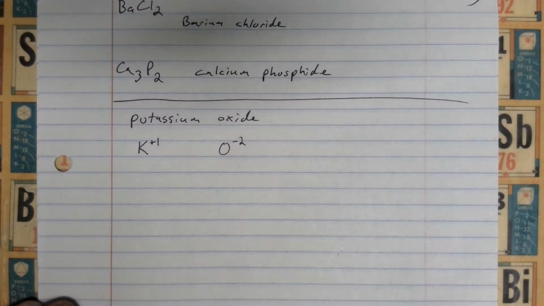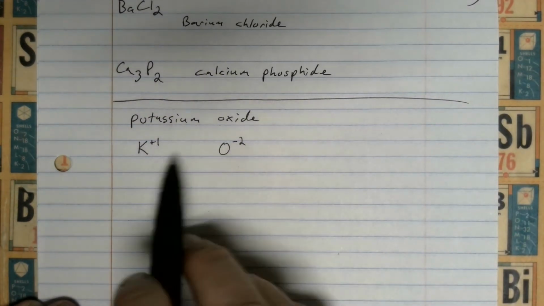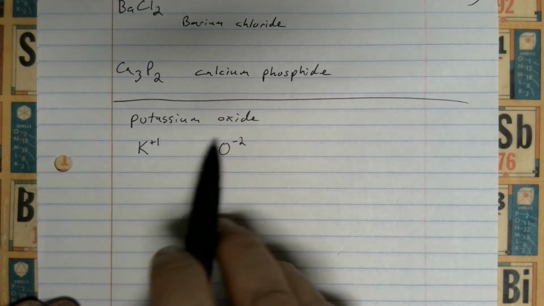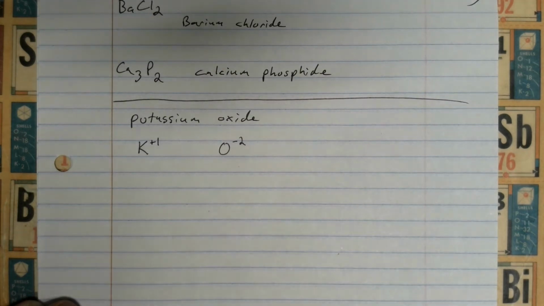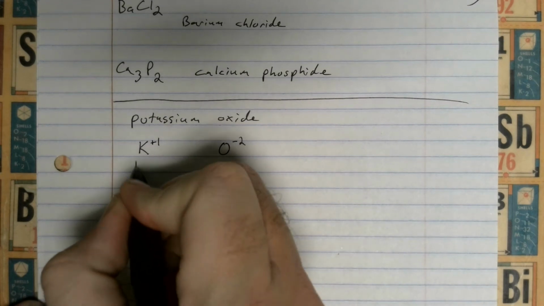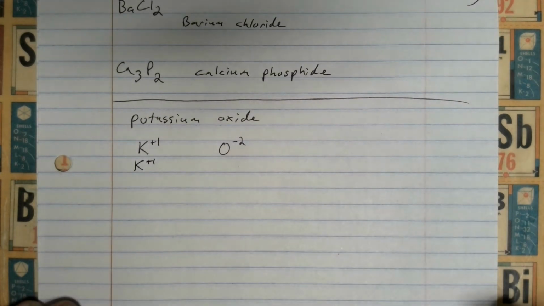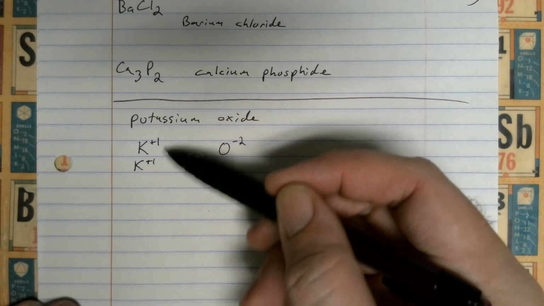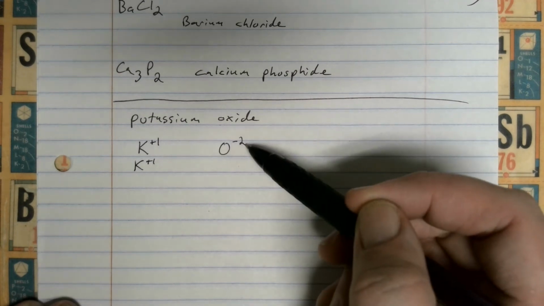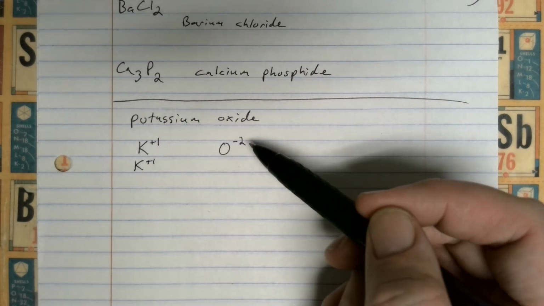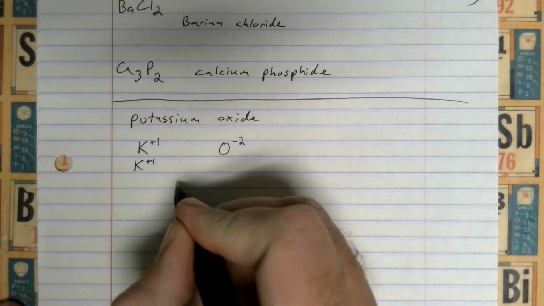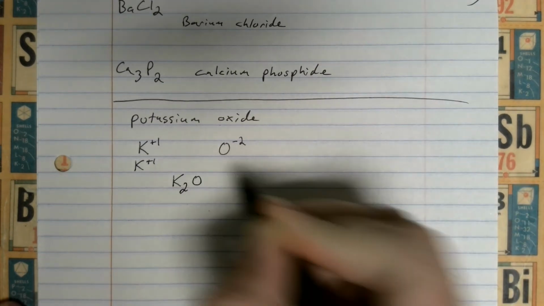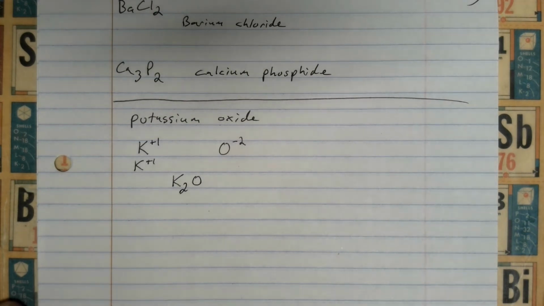So if I have a minus 2 and a plus 1, how am I going to get these two equal to 0? Well, I'm going to need another potassium plus 1, because that would then give me two pluses, and that would balance out my minus 2. So therefore my formula will end up being K2O, because those two are going to balance out my charge to make it a neutral compound.